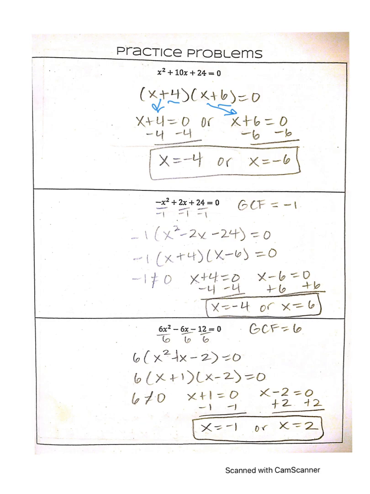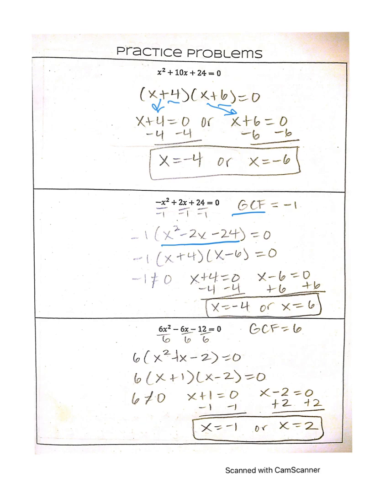In practice problem number 2, I noticed that I had an a value of -1. Remember, anytime your a value is a negative number, you're automatically going to have a GCF. In this problem, it turns out it's only just -1. So I factored -1 from all of the terms and got this new quadratic x squared minus 2x minus 24. I'm now going to factor it some more because it's quadratic.